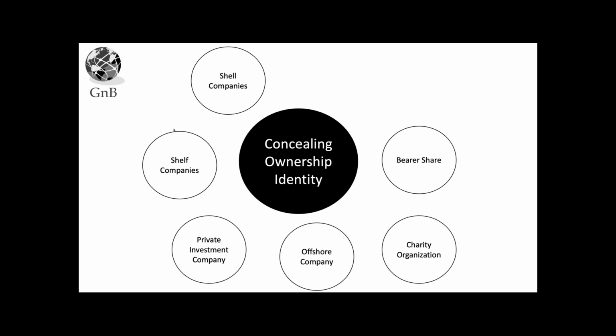Now, this type of entity that conceals the identity of ownership is called a high-risk entity. They range from shell companies to shelf companies to private investment companies to offshore companies to charity organizations. Bearer shares are also an instrument that conceals the identity of beneficial owners, and so are nominee shareholders. So I'm going to play 1 or 2 videos for you to understand each of these.